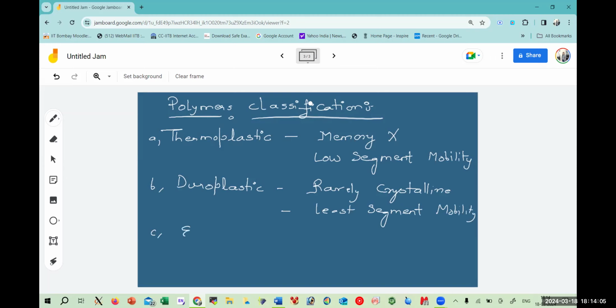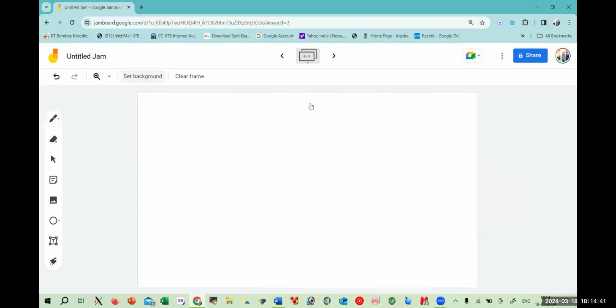And the third type that we have discussed in previous sessions is the elastomers, which have a memory effect. So you apply a force on a material, it is deformed. As soon as the force is removed, the shape is retained. So it remembers the shape and it has high segment mobility, depending on what kind of cross linkages there are. This we have read in the earlier session.